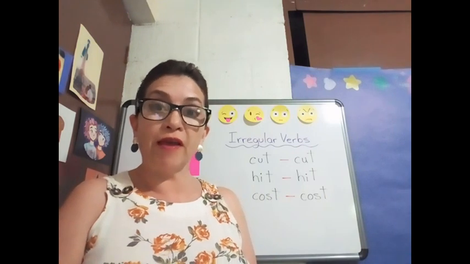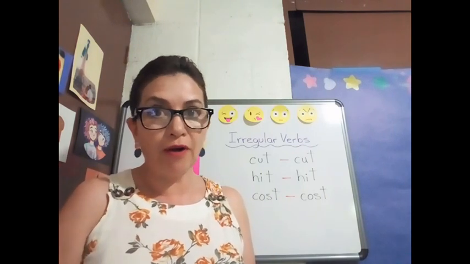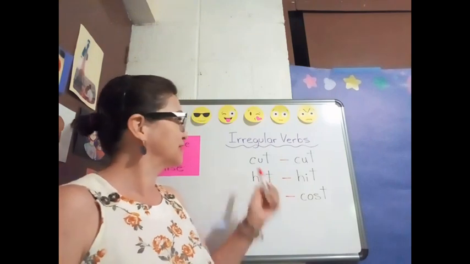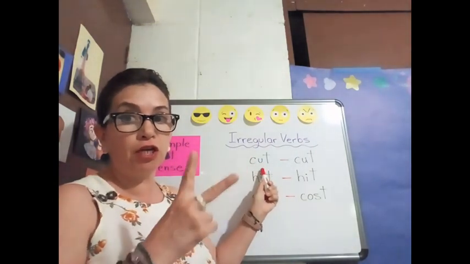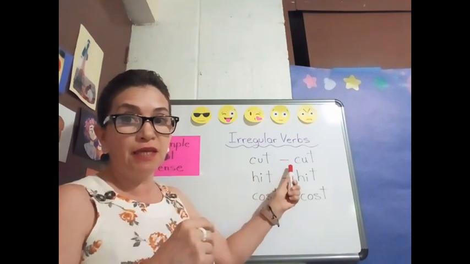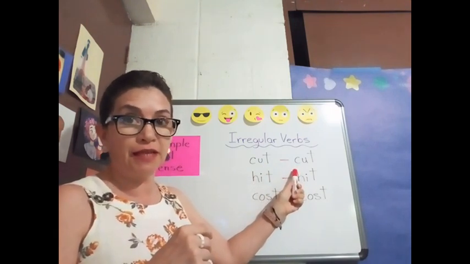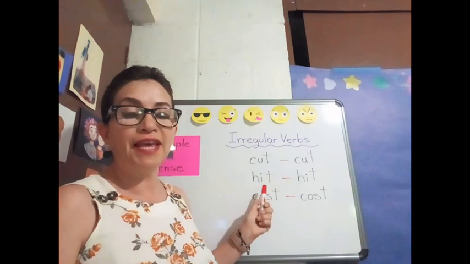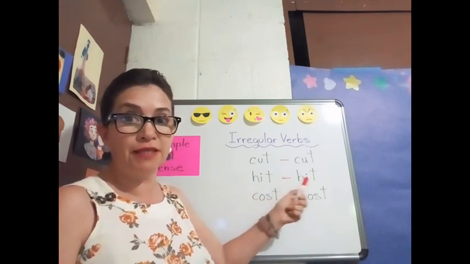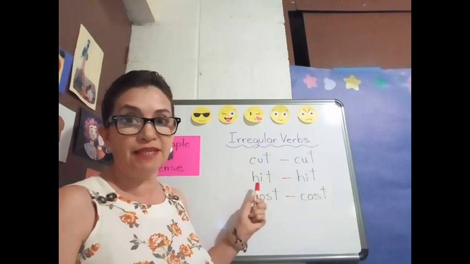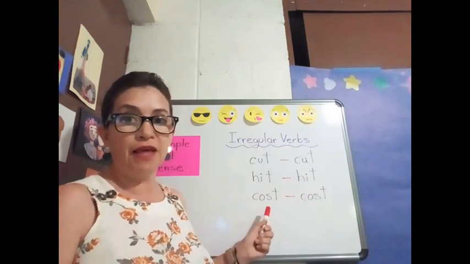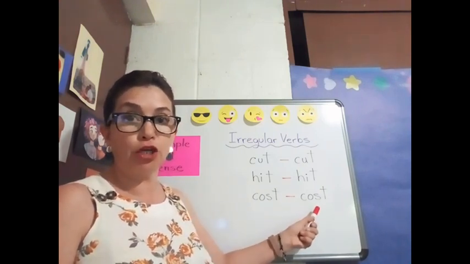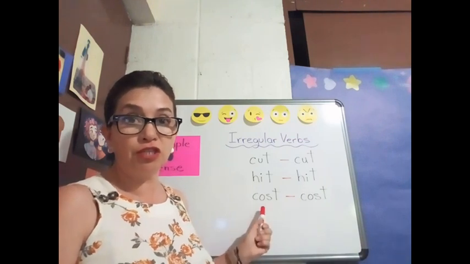There are other irregular verbs that are irregular because they don't change in the simple past form. Let's see. For example, the verb cut in the present tense becomes cut in the past tense. It's the same word, cut, cut. Then we have the verb hit. Hit in the present tense, hit in the simple past tense. Hit, hit. And this other verb, the verb cost. Cost in the present tense and cost in the simple past. Cost, cost.